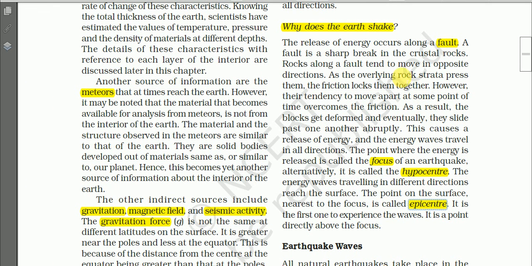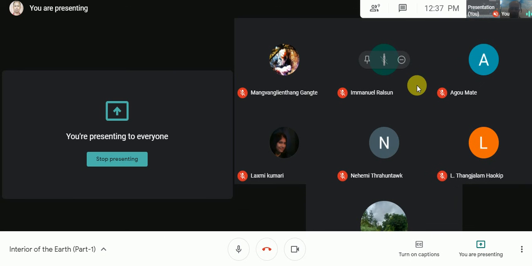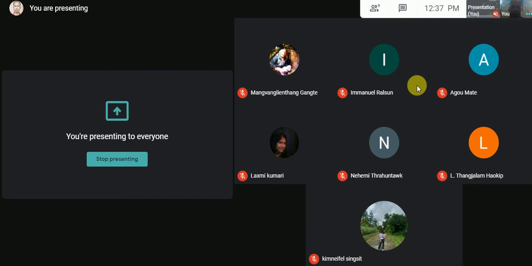Any questions from your side about the origin of earthquakes, about focus, hypocenter, epicenter? Any question? Nobody is responding. Are you connected?